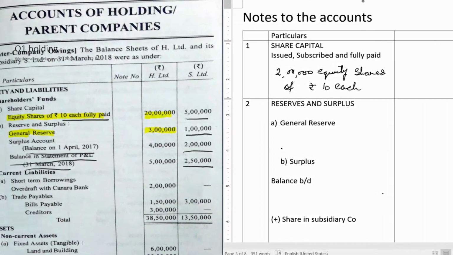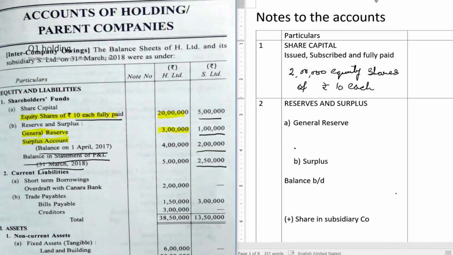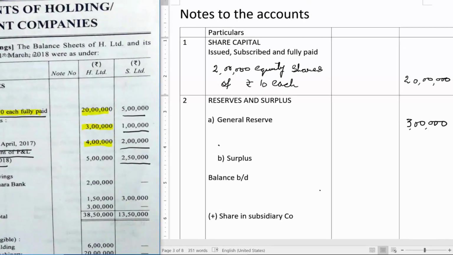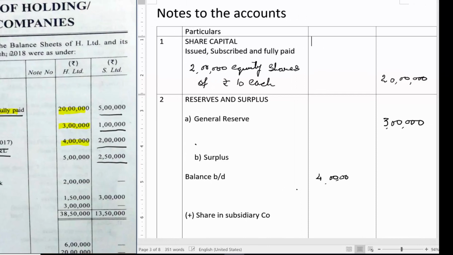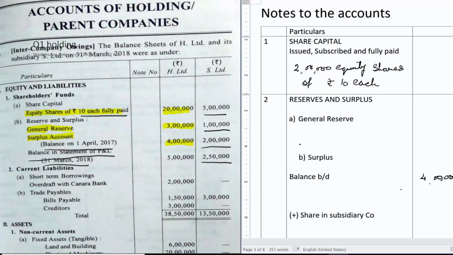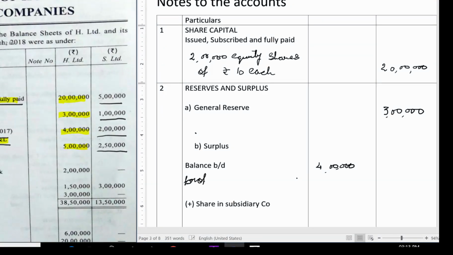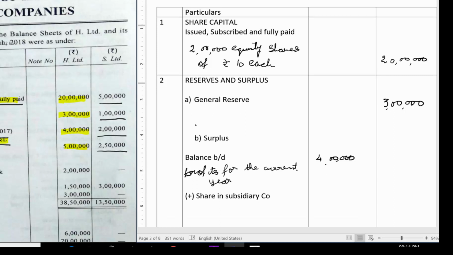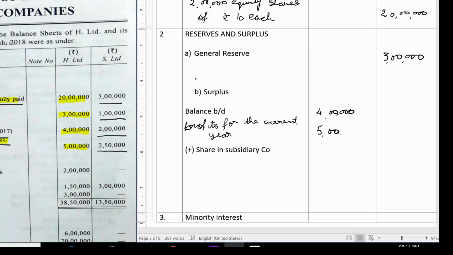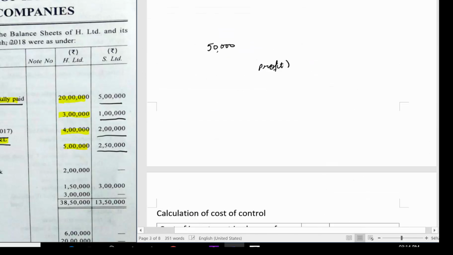Point number 2, reserves and surplus. Within this point, A, general reserve. General reserves are given to us as 3 lakhs. We are also given the surplus account balance on 1st January 2017, 4 lakhs. In this, we would be adding profits for the current year. We are given 5 lakhs in this. The total of both makes us 9 lakh rupees.